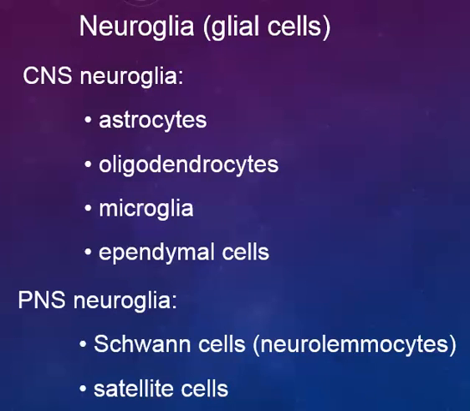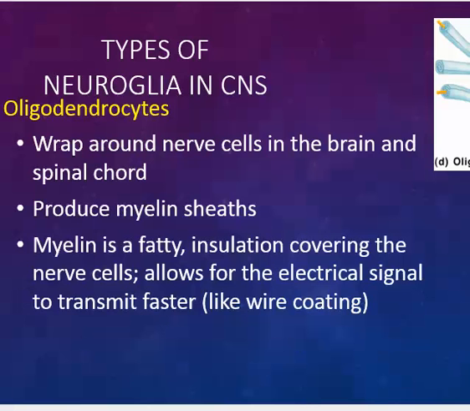Next, let's take a look at the oligodendrocytes. And here we can see that they wrap around the nerve cells in the brain and spinal cord and produce myelin sheaths. And myelin is a fatty insulation covering of the nerve cells, which allows for the electrical signal to transmit faster. Now remember, in the PNS, we should think about Schwann cells as creating the myelin, whereas here in the CNS it's the oligodendrocytes.